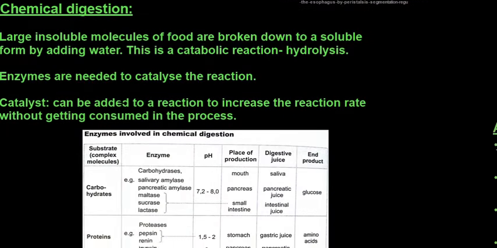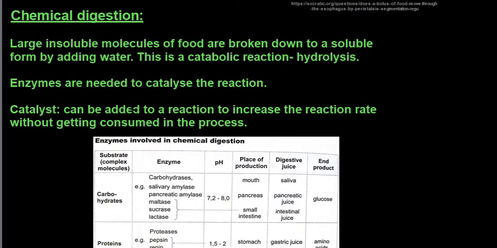Which then brings us to the next portion, which is chemical digestion. This is when large insoluble molecules of food are broken down to a soluble form, very important, by adding water. So water is needed in this process, and this process is a catabolic reaction. Those of you who do physical sciences will still learn about catabolic and anabolic reactions. Catabolic is when something is broken down, and anabolic is when it is built up. In this case, we are breaking food down, so it's a catabolic reaction, and this is called hydrolysis.